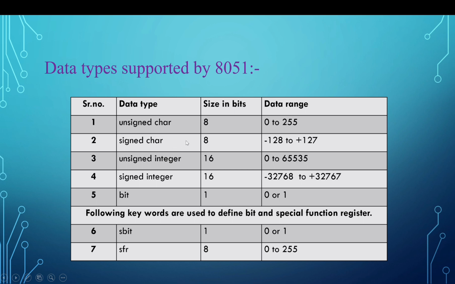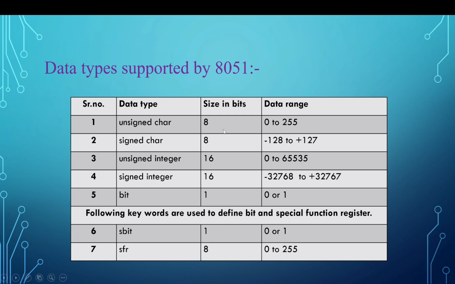If my data requirement is higher than 255, then there is another option, integer. Unsigned integer means a 2-byte value which will always be positive. Hence it ranges from 0 to 65,535. And signed integer ranges from -32,768 to +32,767. So based on your data range, you have to select one out of these four data types.